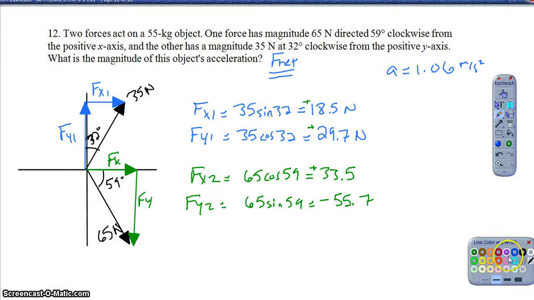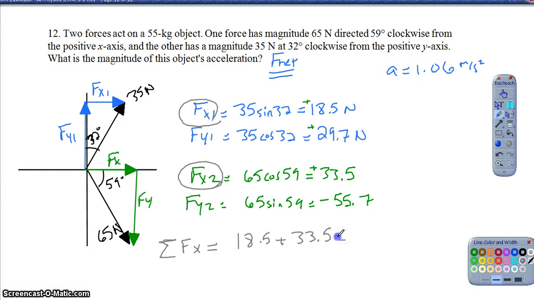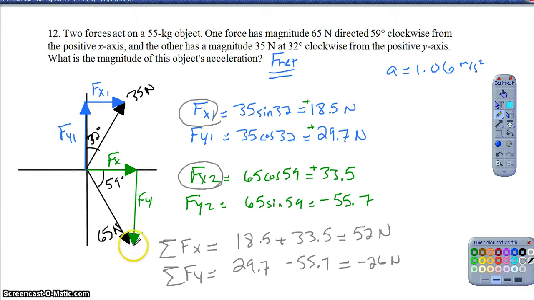So then really all I have to do is find my resultants. I need to find my total x and my total y. So finding the sum of my x components is a positive 18.5 plus a positive 33.5. So that ends up being a positive 52 newtons, which tells me that resultant goes off to the right, 52. And then finding the sum of my vertical forces, I've got a positive 29.7. I have a negative 55.7. So that actually ends up being a negative 26, which tells me that the resultant between those two vertical components actually ends up going down.